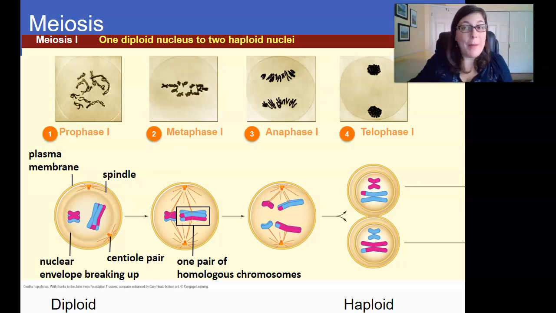So when we get to metaphase, the second stage, in this case metaphase 1, all those homologous pairs are going to have lined up in the middle. And what we see in anaphase 1 is that those homologous pairs of chromosomes are going to get ripped apart. Now remember, each single homologous chromosome is actually still made up of 2 sister chromatids. So in anaphase 1, it's the homologous pairs of chromosomes that are separating. In telophase 1, the same things that happen in telophase in mitosis are occurring.